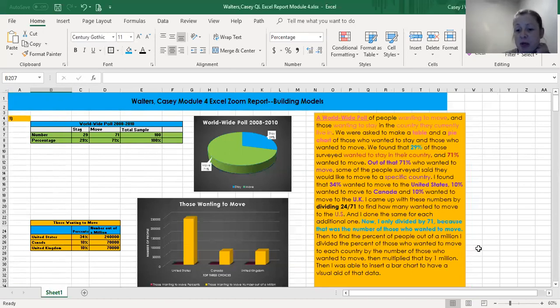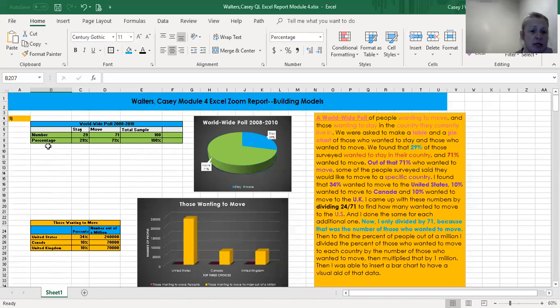Now, I only divided by 71 because that was the number of those who wanted to move. Then to find the percent of people out of 1,000,000, I divided the percent of those who wanted to move to each country by the number of those who wanted to move, then multiplied that by 1,000,000. Then I was able to insert a bar chart to have a visual aid of that data.